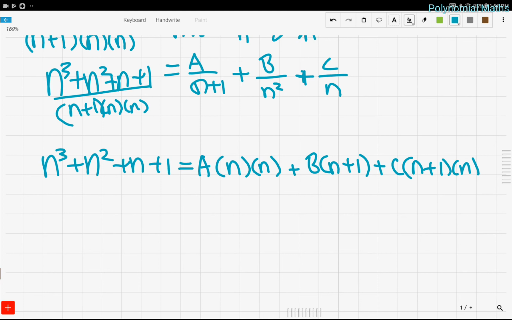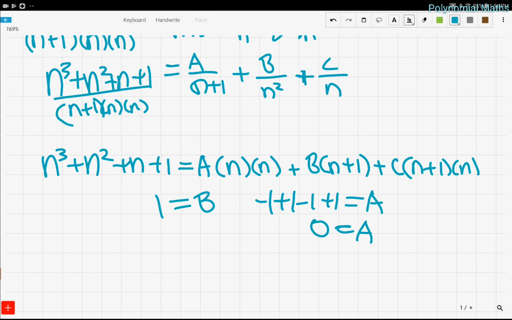We can solve for most of these. We can solve for B by plugging in 0, and both the A and C get canceled out. So 1 equals B. So B is equal to 1. Now, let's plug in negative 1. So then we can get rid of the B and the C terms. So then we just end up with A equals negative 1 plus 1 minus 1 plus 1, which is equal to 0. So A equals 0.